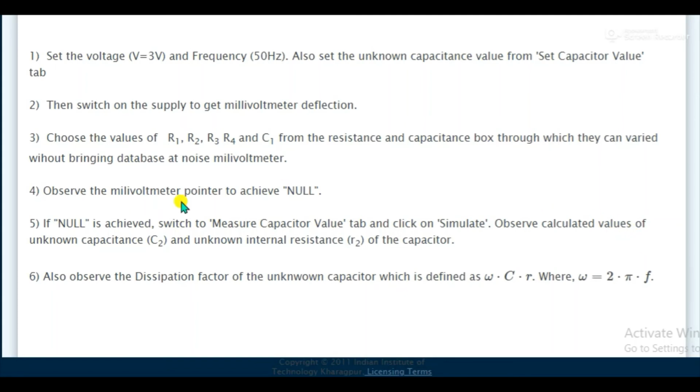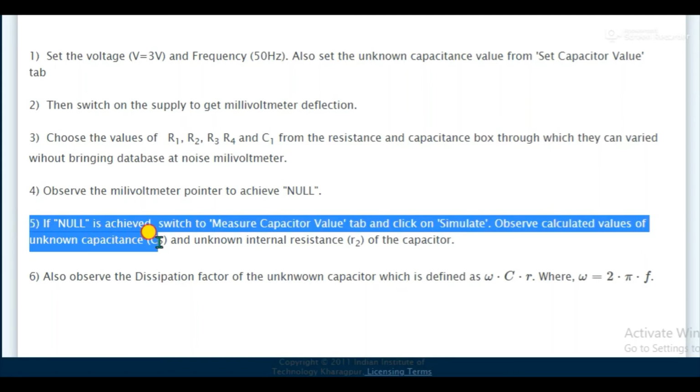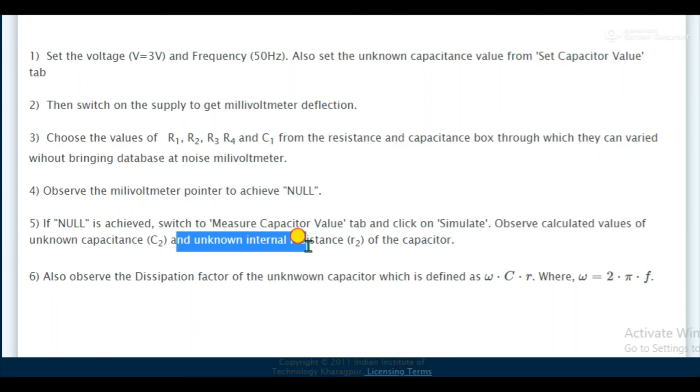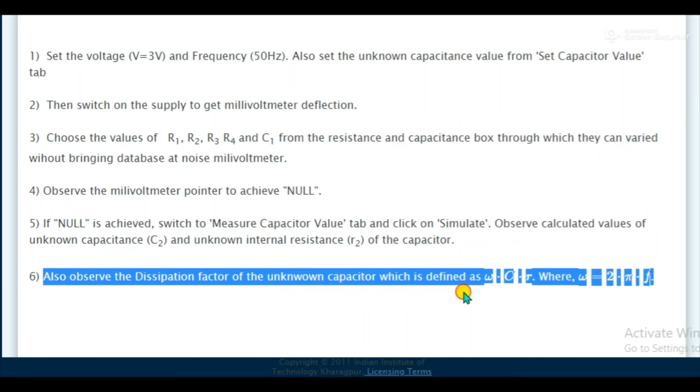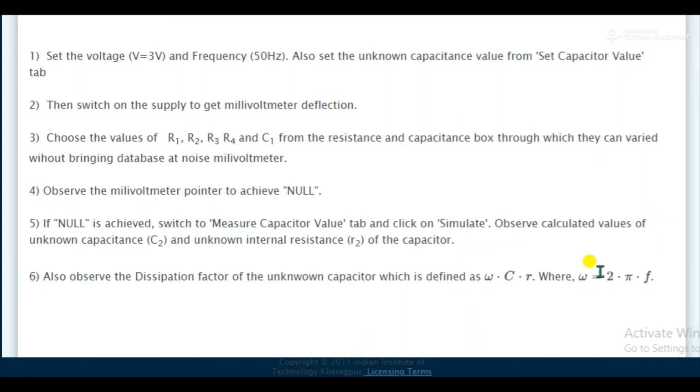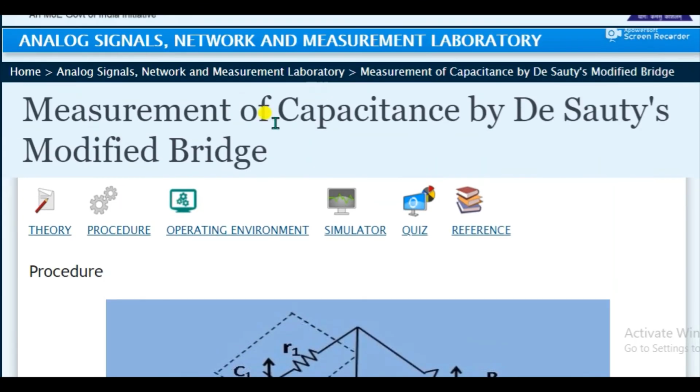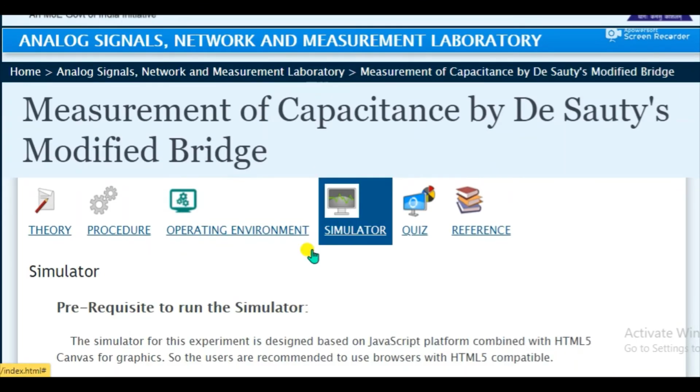Observe calculated values of unknown capacitance C2 and unknown internal resistance R2 of the capacitor. Obviously, if C2 is unknown, then R2 will also be unknown. So, also observe the dissipation factor of the unknown capacitor, which is defined as you can see from here, and now I am going to start with the simulation.